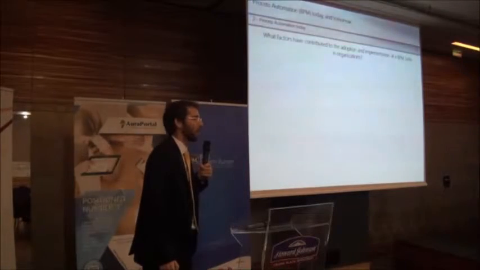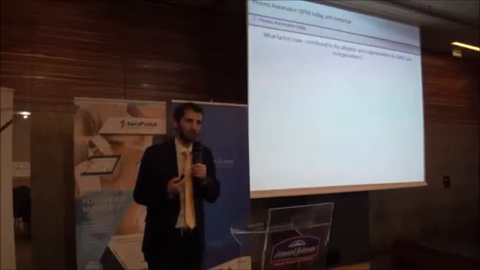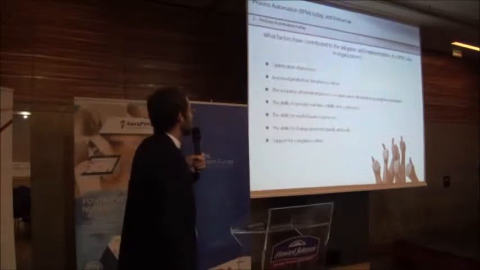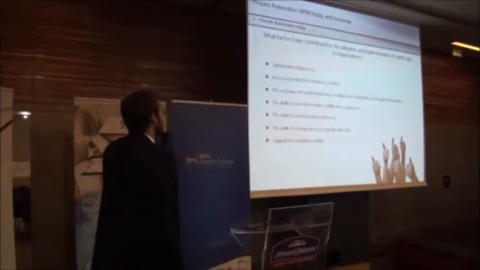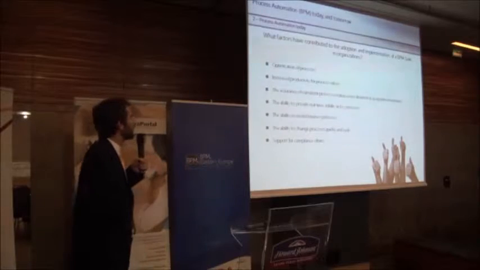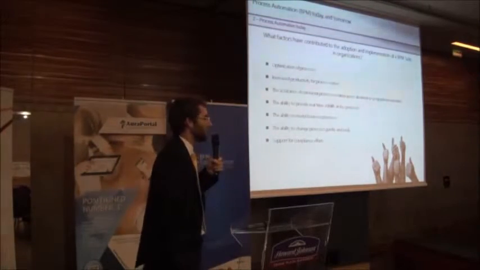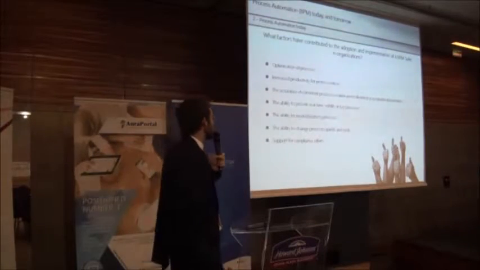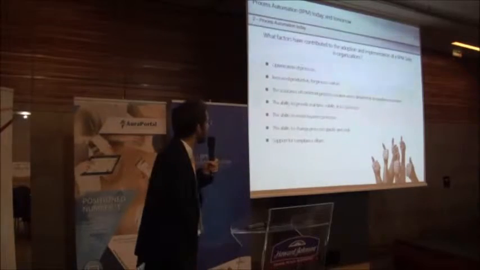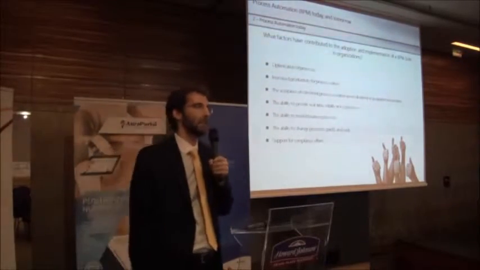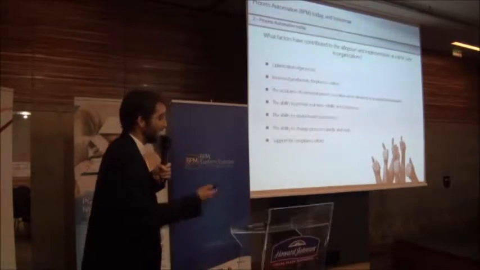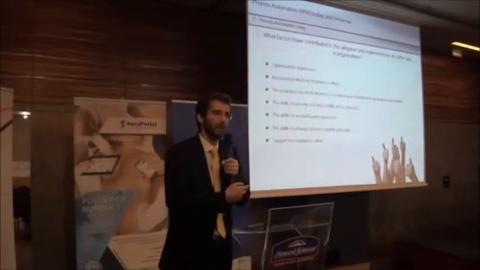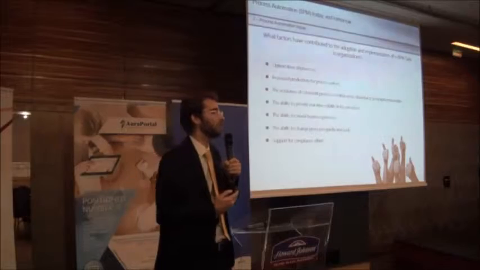Okay, why am I going to automate a process in my organization? These are the reasons. Optimization of processes. Increased productivity for process workers. The assurance of consistent process execution across divisional or geographical boundaries. The ability to provide real-time visibility in key processes. The ability to model business processes. The ability to change processes quickly and easily. Support for compliance efforts. This is information from an IT analyst firm, taken from North America and Europe, and these were the reasons why companies wanted to implement a software like this.